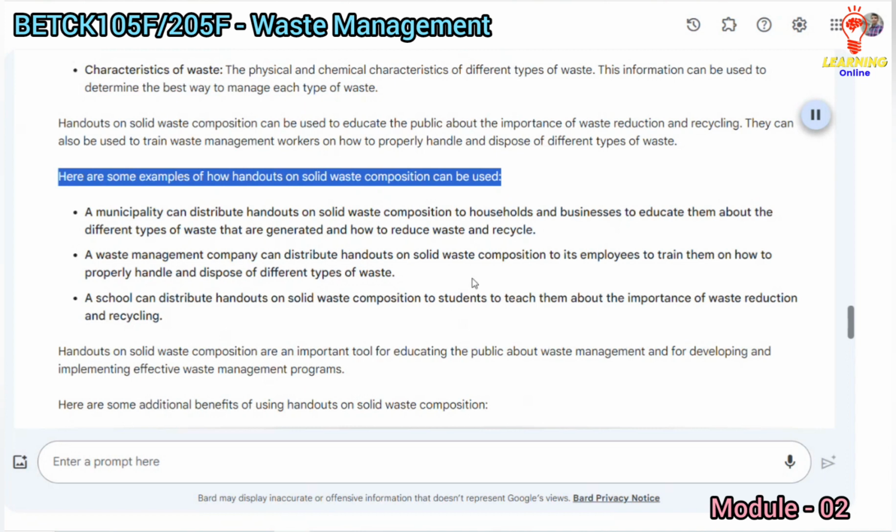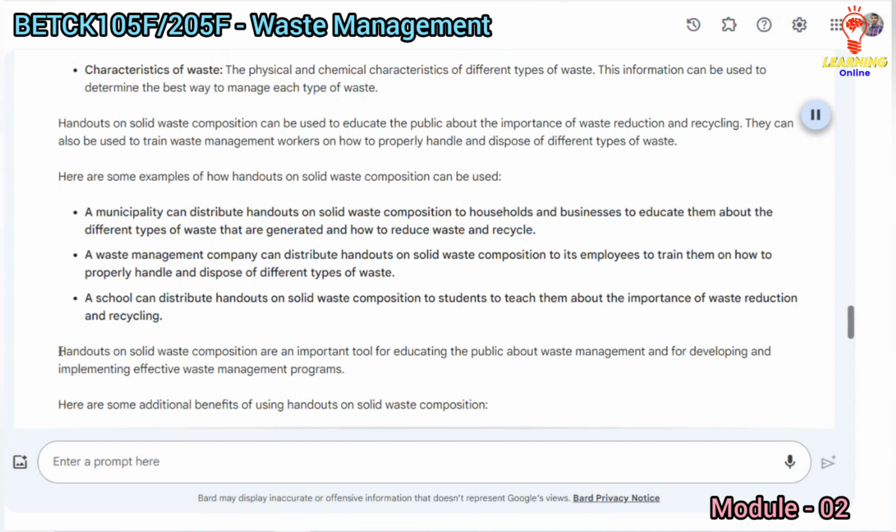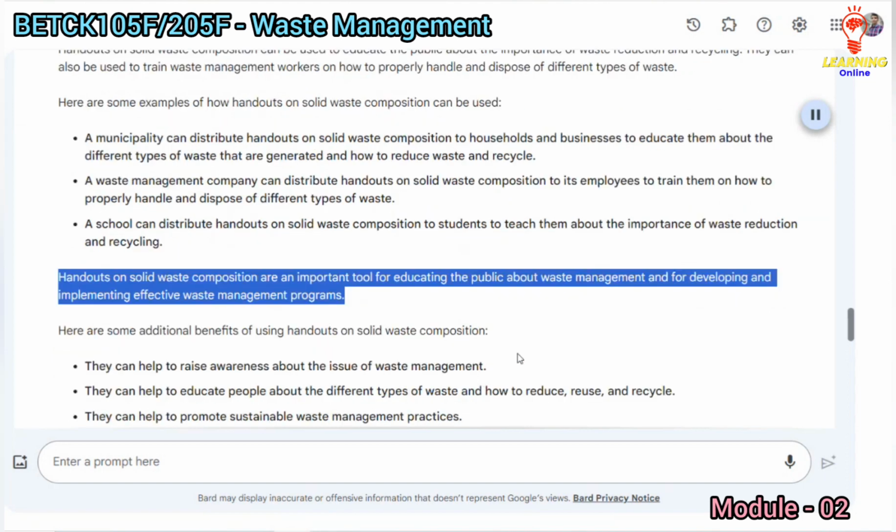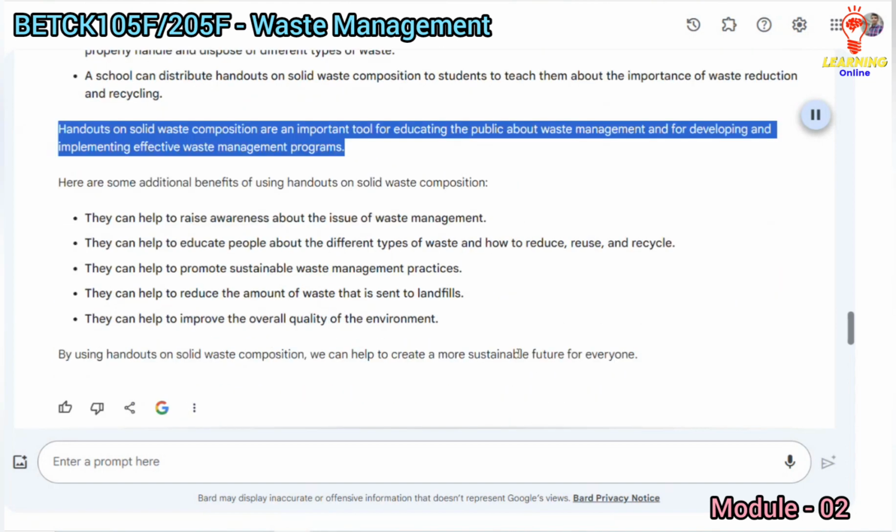A municipality can distribute handouts on solid waste composition to households and businesses to educate them about the different types of waste that are generated and how to reduce waste and recycle. A waste management company can distribute handouts to its employees to train them on how to properly handle and dispose of different types of waste. A school can distribute handouts to students to teach them about the importance of waste reduction and recycling. Handouts on solid waste composition are an important tool for educating the public about waste management and for developing and implementing effective waste management programs.